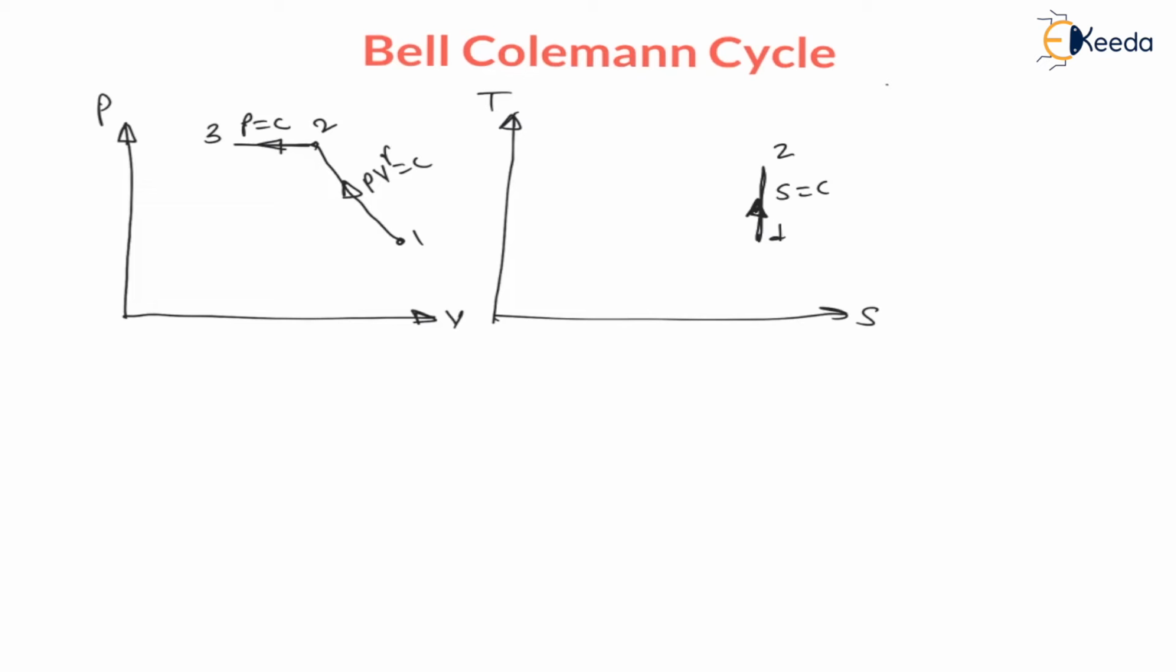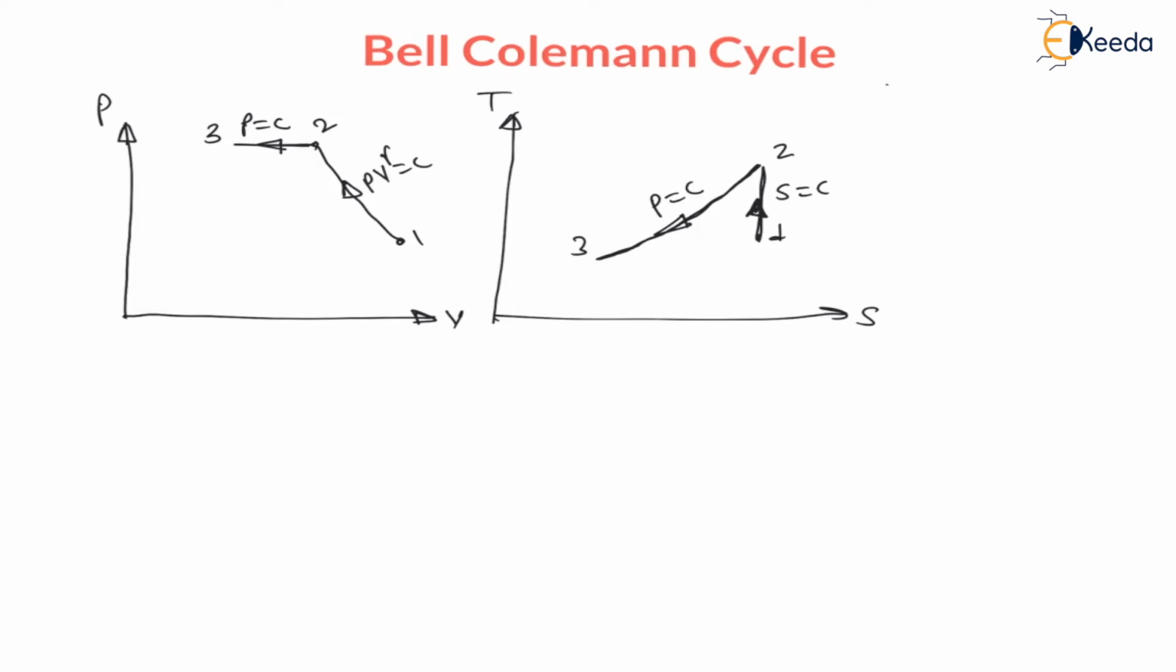Therefore, on the TS diagram, the constant pressure processes are like this with a positive slope, which means whenever temperature decreases, then entropy also decreases for a constant pressure process. Therefore, this is a constant pressure heat rejection. Condenser pressure is constant, 2 to 3.